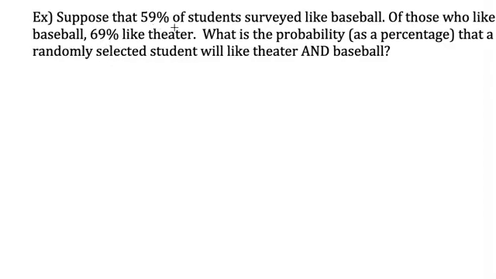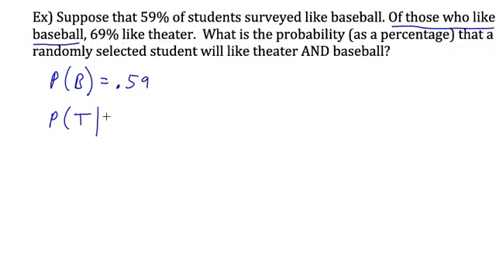All right, suppose that 59% of students surveyed like baseball. I'm going to make a note of that. We'll have B represent the event that a student likes baseball. Of those who like baseball, 69% like theater. Now notice that is a conditional probability because it says, of those who like baseball. So that's the given information. Now notice, this is really a probability statement about the probability of liking theater. So 69% like theater, given that they like baseball.